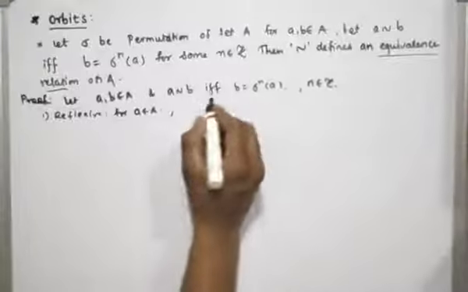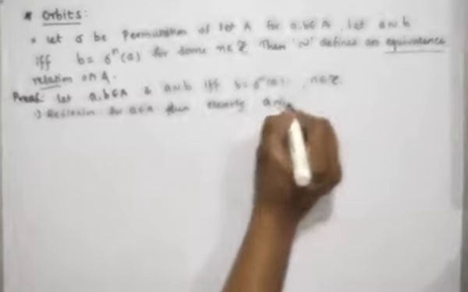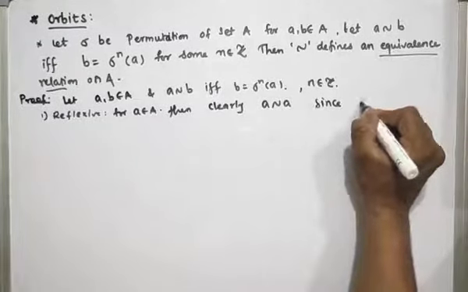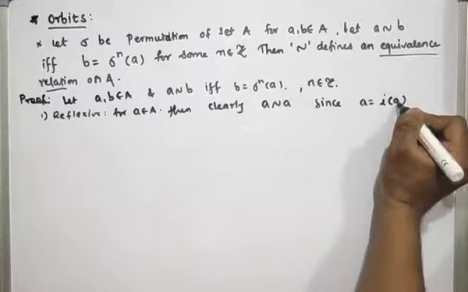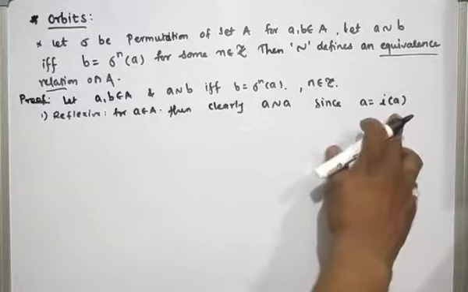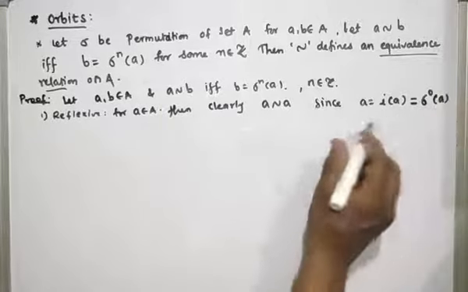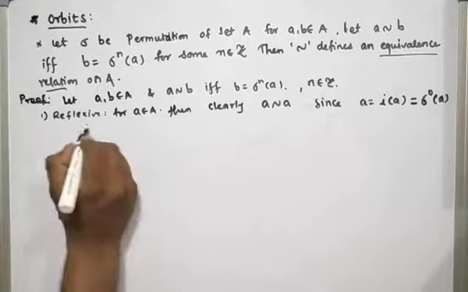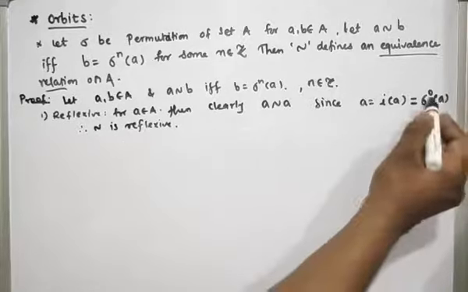So if A belongs to A, then clearly A is equivalent to A, since if I take A equal to I of A, which is the identity function. That means if I take the image of A, then we get A, so I of A is A, which is the identity function, the same as sigma raised to 0 of A. So here we get A is equivalent to A, meaning the relation is reflexive, therefore tilde is reflexive. Here 0 belongs to the set of integers.